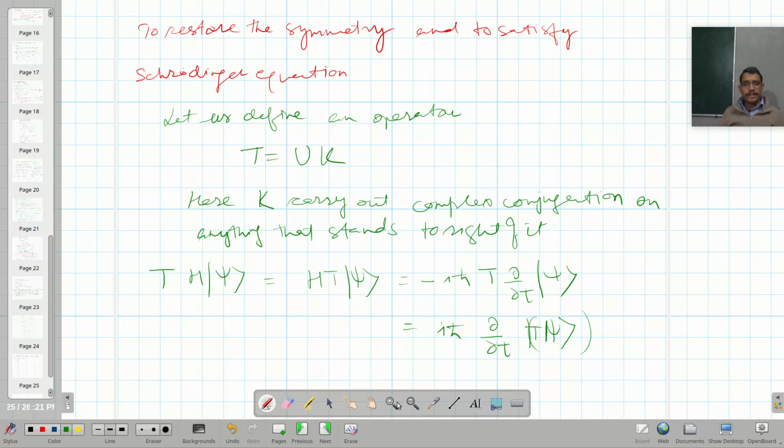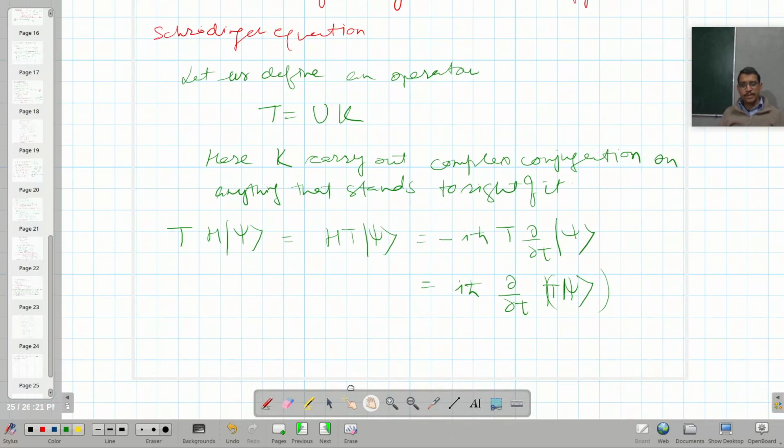Thus we can say that, using this, because here we have operated it with K, this changes the sign from minus to plus because complex conjugation will occur. So therefore we can write that H T psi must be equal to iota h cross del over del t T psi.